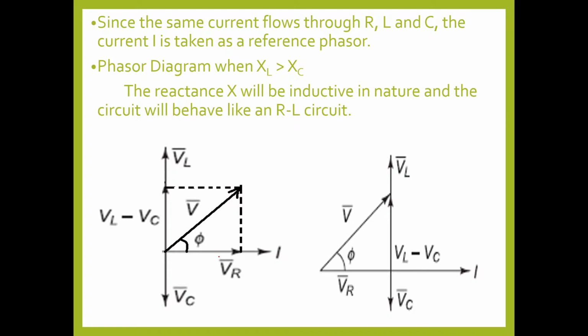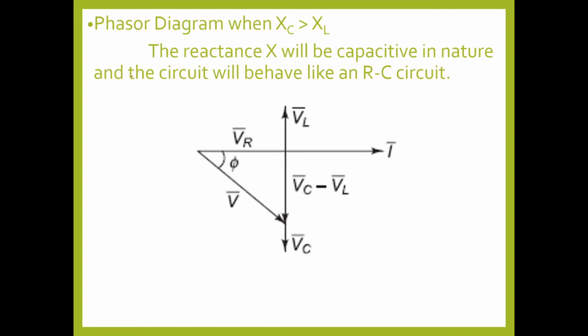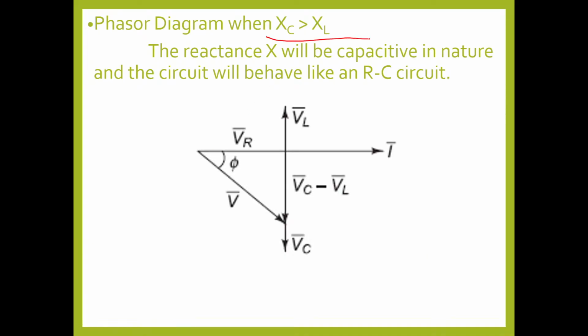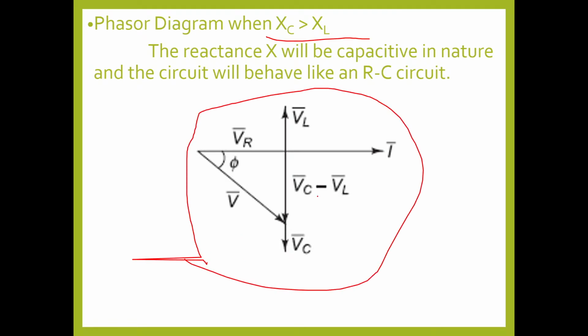Okay. So in the next slide, see here I have even drawn that. XC is not being selected. XC greater than XL. So this is my phasor diagram. What? XC greater than XL. VC minus VL.